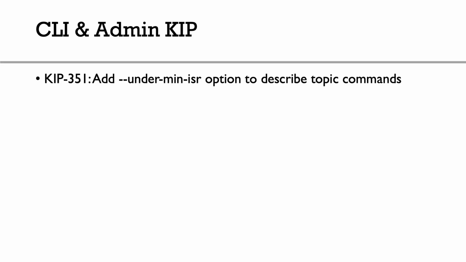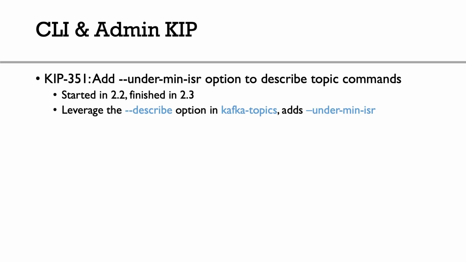So now let's get into the administration and CLI, a few changes here as well. KIP 351 adds the under-min-ISR option to the describe topic command. So we've already seen this one, and it was started in 2.2 and finished in 2.3. And so it uses the describe option in kafka-topics, and it adds this new option for us.